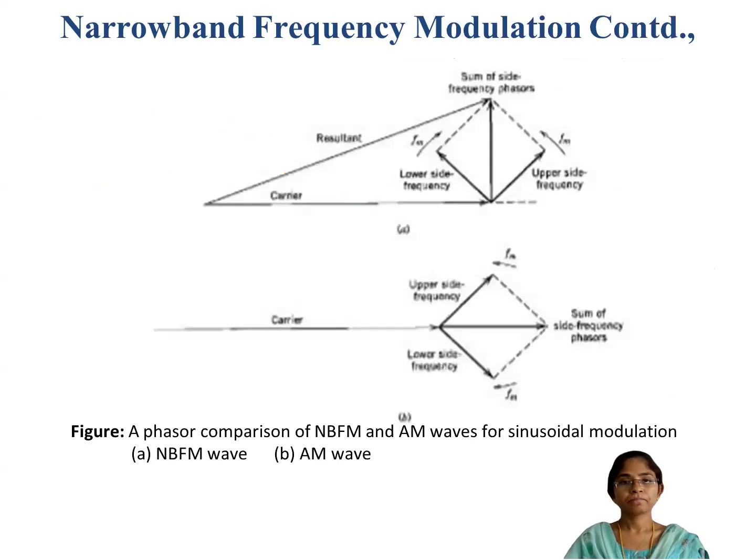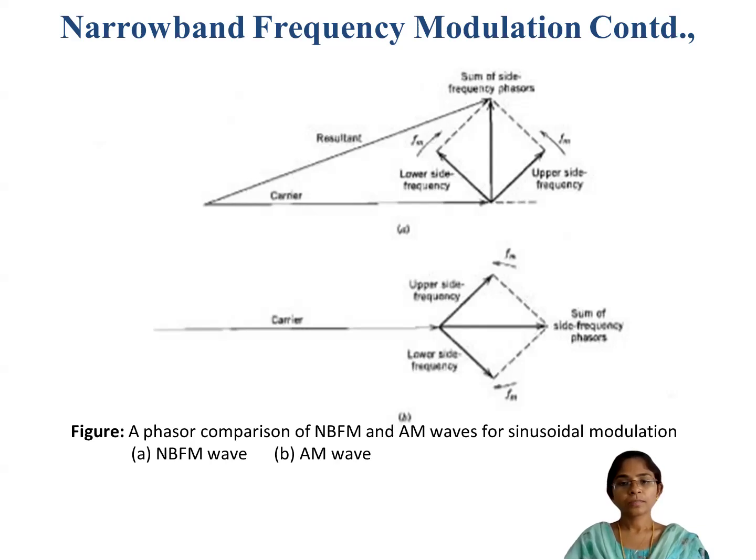modulating signal. So this is the phasor representation of narrowband FM as well as AM. This is the carrier. This is the lower sideband, and this one is the upper sideband, and we'll draw the resulting phasor. This is the resultant one. And by joining these two, we'll get the resultant phasor.